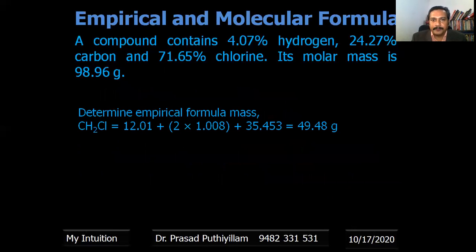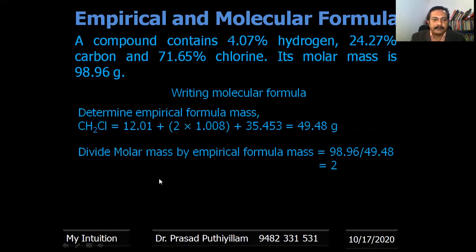Now the molecular formula. So we got the empirical formula. From that we can find out the molecular formula easily. We need to find the empirical formula mass. For CH2Cl, carbon 12.01 plus 2 into 1.008 for hydrogen, plus chlorine atomic mass 35.453. So we are getting 49.48 gram as the empirical formula mass. The molar mass is given as 98.96.